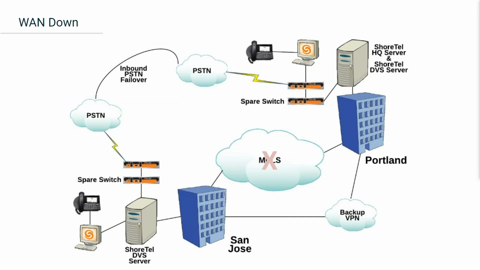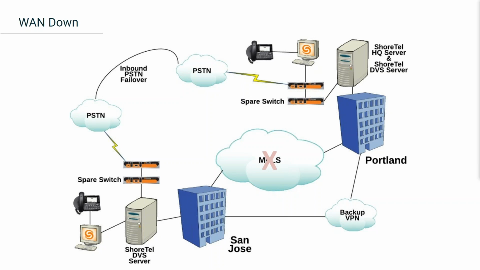Also, when the MPLS is down, we can't make changes to the San Jose site using ShoreWare Director, because the Director headquarters server in Portland needs to be able to push changes down to San Jose, and without the MPLS up and running, we don't have that ability. So this is where that backup VPN really comes into play.